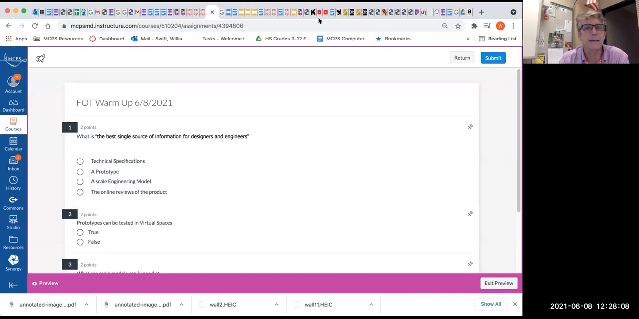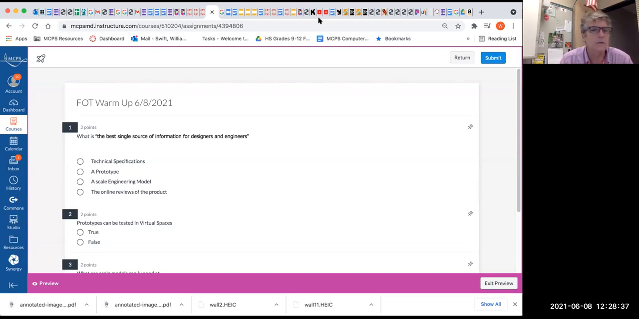Dixon goes with B with a question mark. You could just say B. It is prototype. Prototype, ideally, is a full-scale working model of the product. That is why it is the best single source of information for designers and engineers. They can manipulate this like the real product, but it is just the first time it has been built.